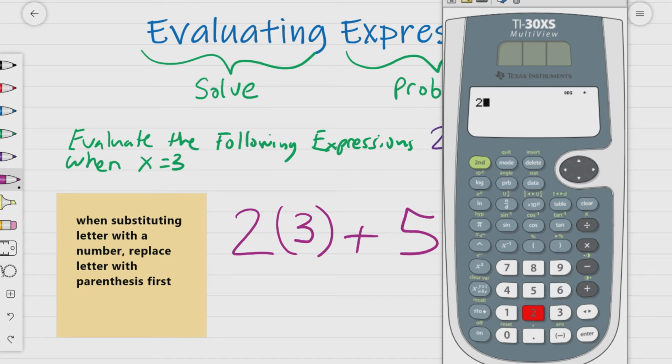So I see a 2, I'm going to put a 2. I see a parentheses, I'm going to put a parentheses. I see a 3, I'm going to put a 3. I see a closed parentheses, I'm going to put a closed parentheses plus 5. And then you let the calculator do the math for you.